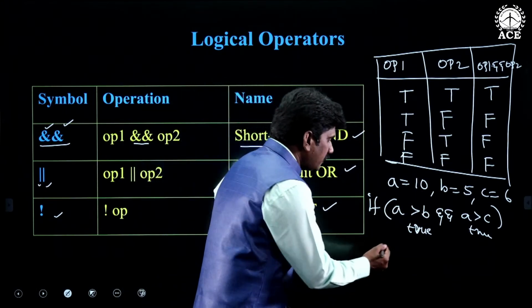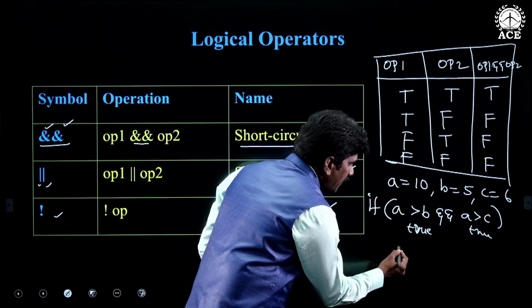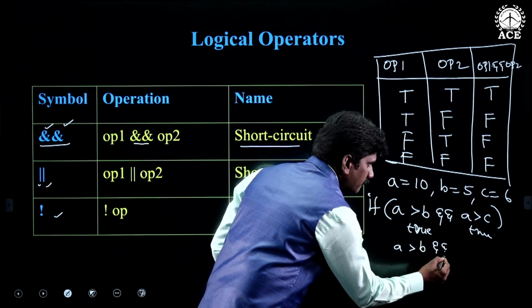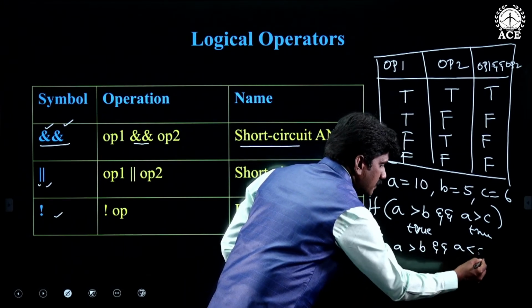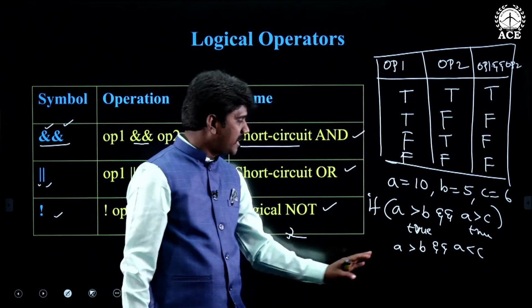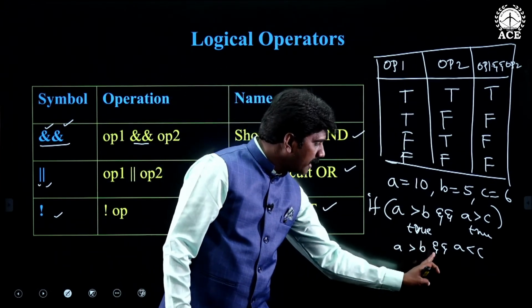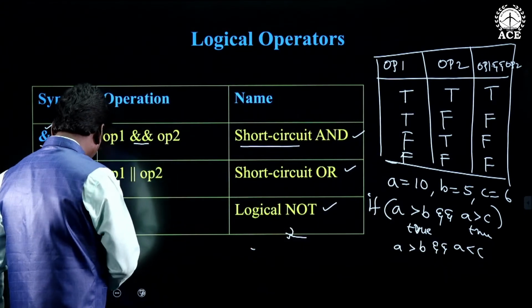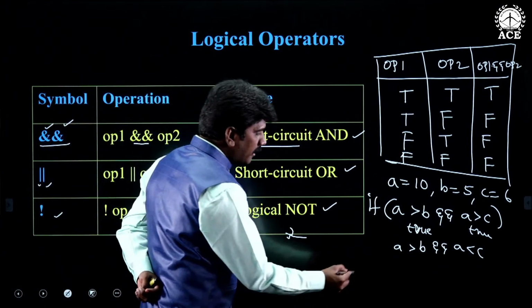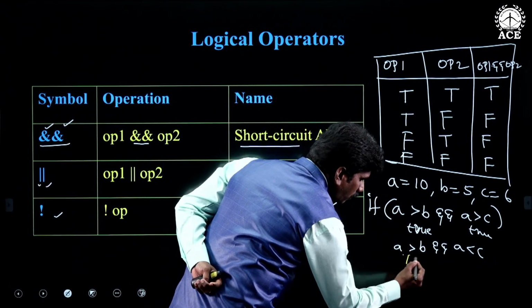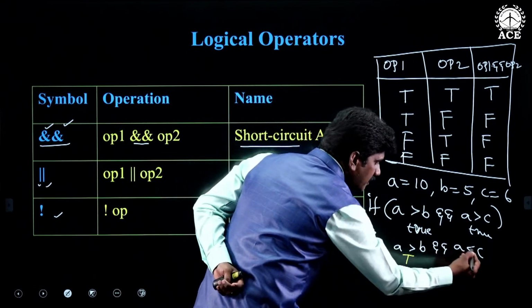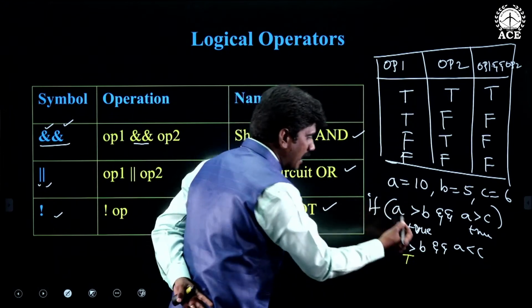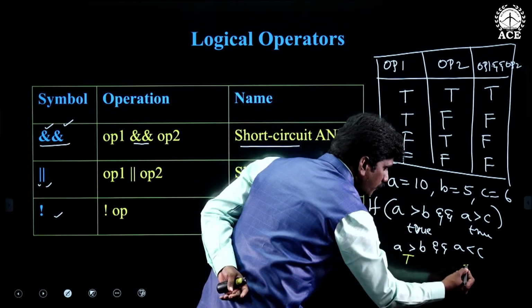Suppose I check the same condition like this: A is greater than B and A is less than C. How is it going to be? Let us understand. A is greater than B is true. And A is less than C? The A value is 10, B value is 5. A less than C means here it is false.